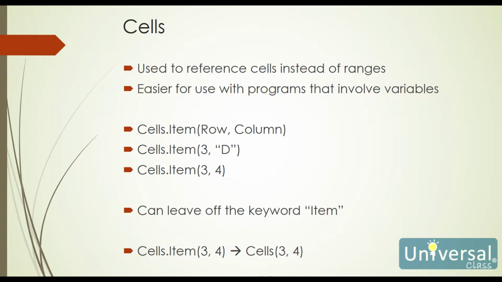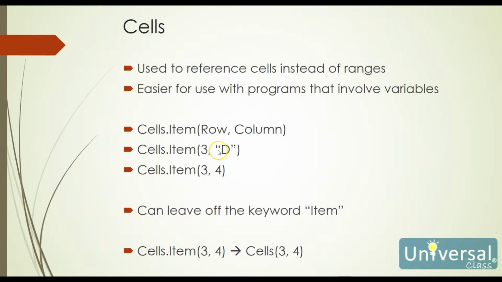Instead of specifying a range, we could specify cells. Now this is going to be used to reference the cells by their location. And the reason that we do this is it's actually easier when we start using variables. All right, so the way that it works is we say cells.item, and then the item that we want is going to be in parentheses, so we specify the row, comma, column. Now what we're going to do is specify something like cells.item 3, comma, D.